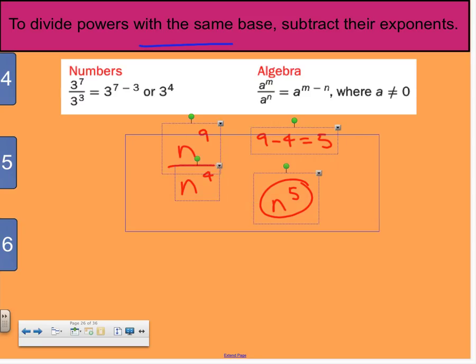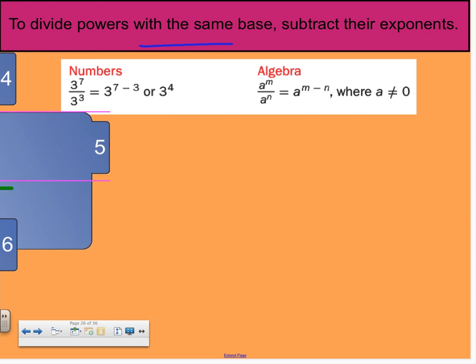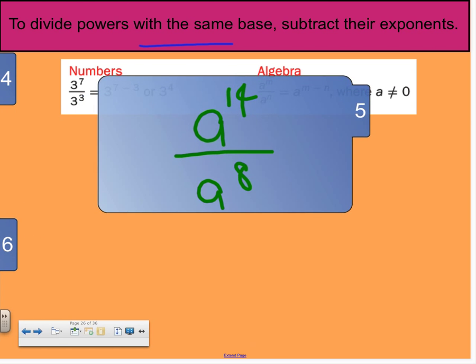Let's check out one more example like that. Here we have a to the 14th power divided by a to the 8th. Okay, do I have the same base? Yes, they're both a. So what am I going to do with the exponents? Because I'm dividing, I'm going to subtract. 14 minus 8 equals what? 6. So my answer in this case would be a to the 6th power.